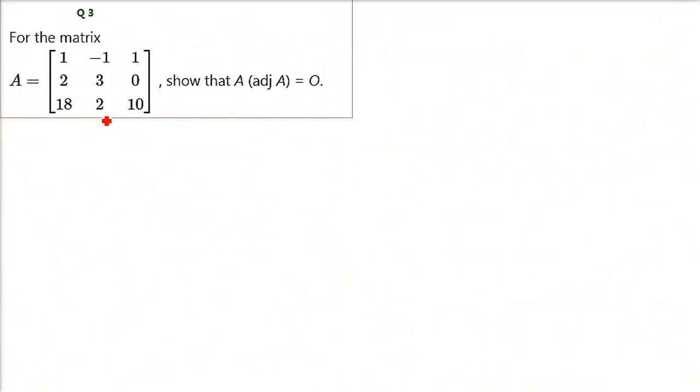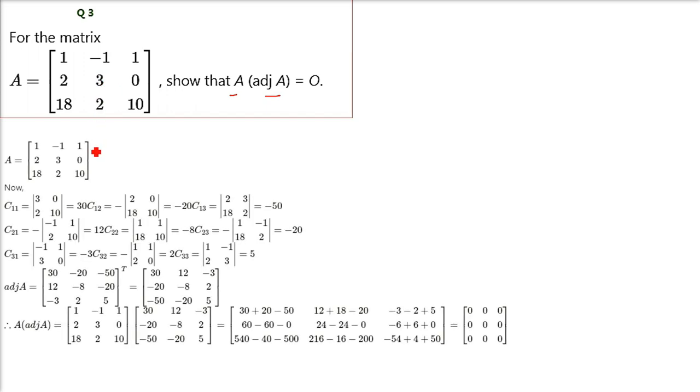Now we have a 3 by 3 square matrix. We have to show that A multiplied by adjoint A is a null matrix, or 0. This capital 0 represents that all the elements will be 0. So first we'll find the adjoint A, then we'll do the matrix multiplication. I hope you remember how to do this. The cofactors we have to find out, then write them in matrix form, and then take the transpose. That is the adjoint. I am marking it just as a recall.